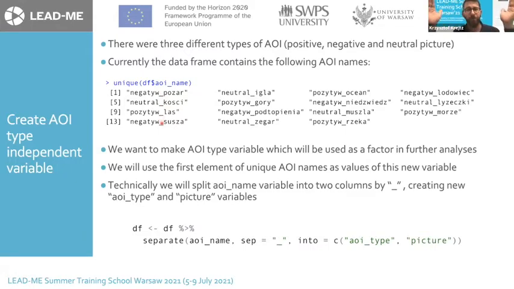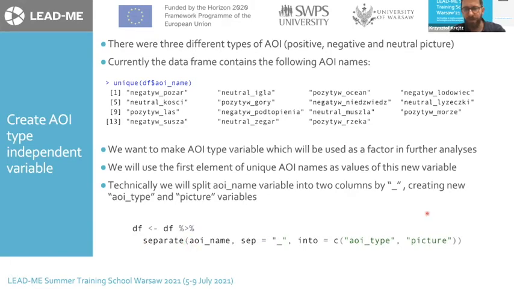So actually, to change all these names, it is enough to separate these names into different columns by this underline here. So in one column, we'll have values only negative, neutral, and positive, because that's going to be left. And in the second column on the right, we'll have all these values which are after the underline, right? So we're going to use the function separate from the tidyverse package to do it.